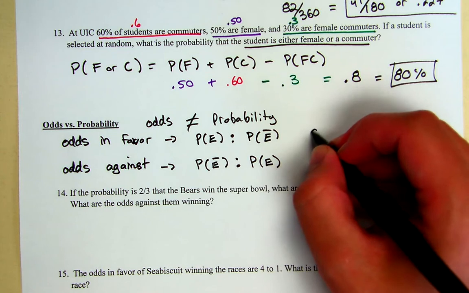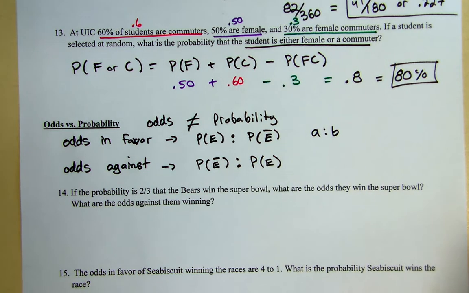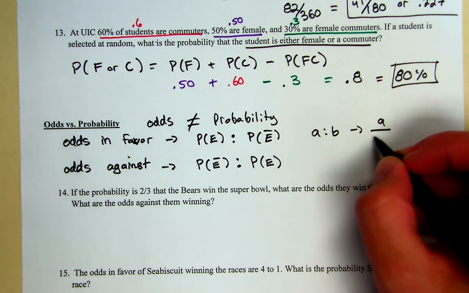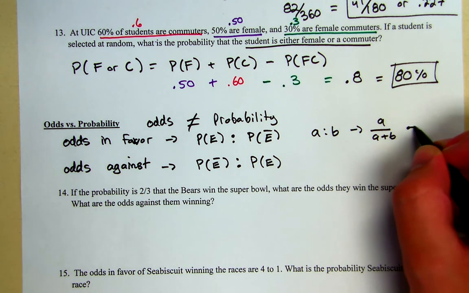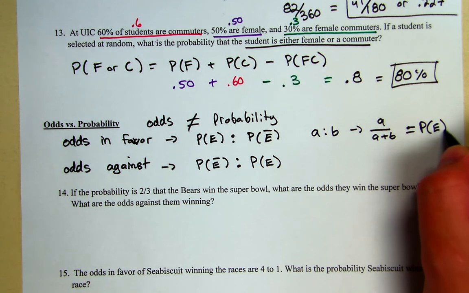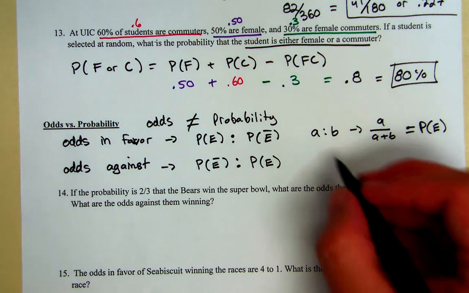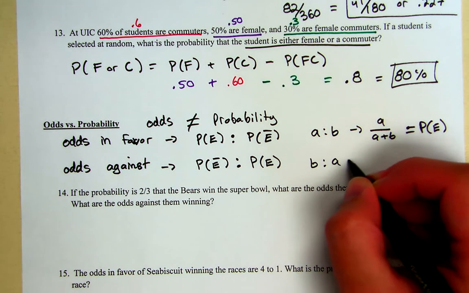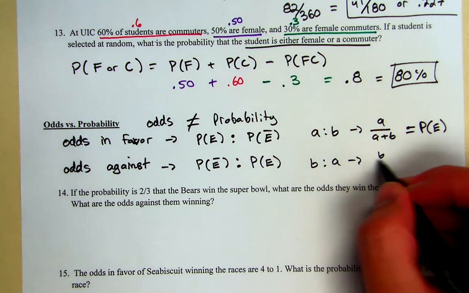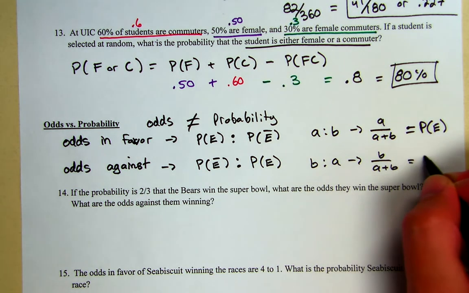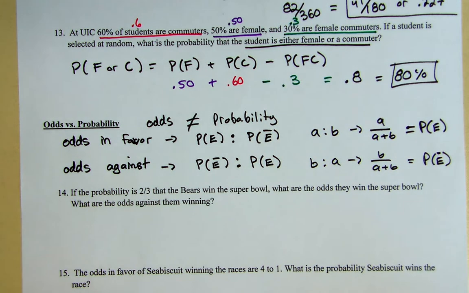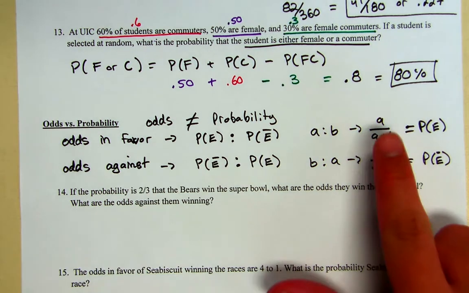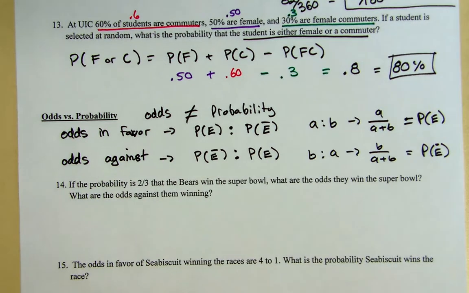Think about this as A to B. Then the probability is A over A plus B, which equals the probability of the event happening. The reverse is true: B to A gives us B over A plus B, equaling the probability of the event not happening. I know that doesn't make total sense right now, but let's apply it and it will make a lot more sense.